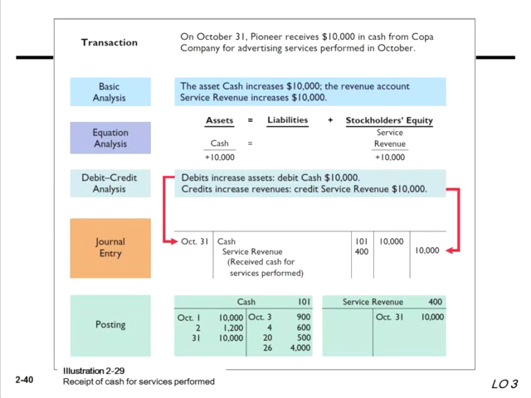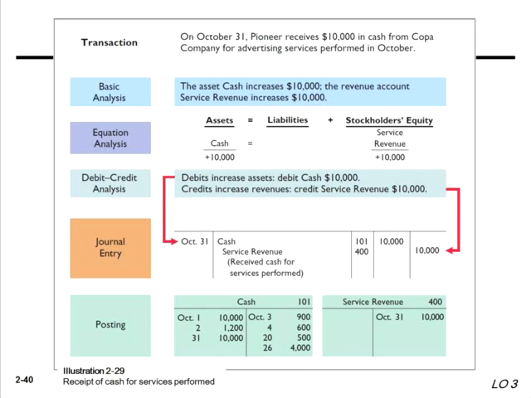The final entry. On October 31st, Pioneer receives $10,000 in cash from Copa Company for advertising services performed in October. So this is what happens. The services were performed and cash was received. So for receiving cash, cash is going to go up. So we're going to debit the cash account for $10,000.